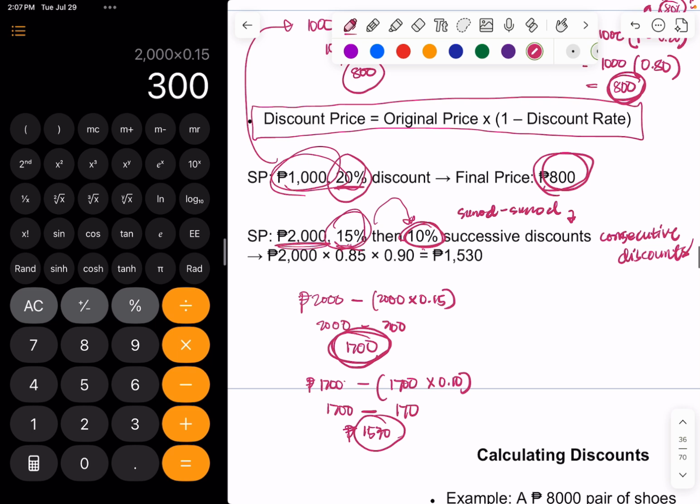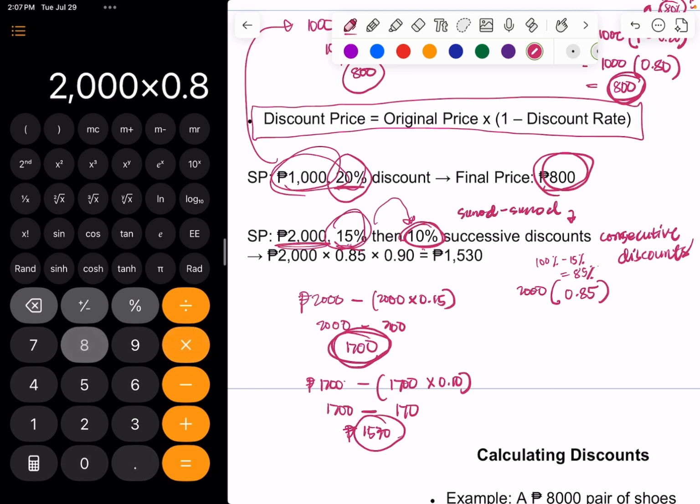Okay, so let's apply the other way of computing this one. Katong si 2,000 times, naay 15% discount. So that means 100% minus 15%, pila man? That is 85%, so 0.85. Pwede pod 1 minus 0.15. So the answer is still 0.85. So 2,000 times 0.85. So the answer is 1,700.